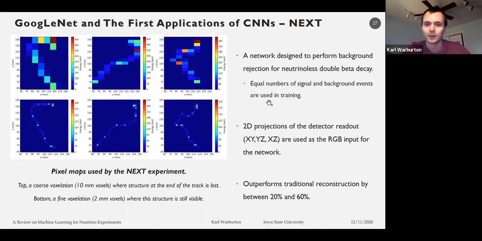When they did various studies on signal and background rejection, they found that the network, just simply by taking GoogleNet, outperformed their traditional reconstruction by between 20 and 60%, which is a huge increase from literally just taking an industry application and applying it to their data.